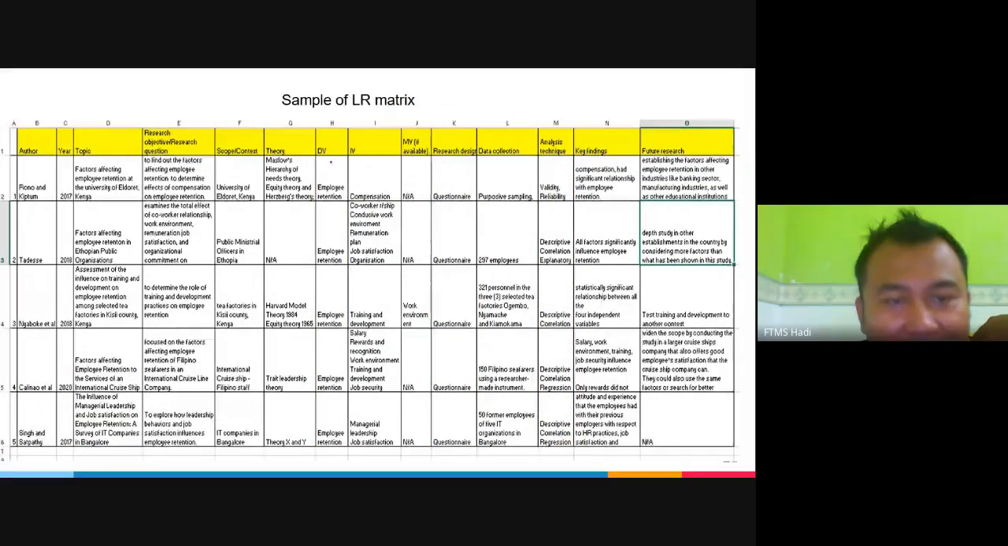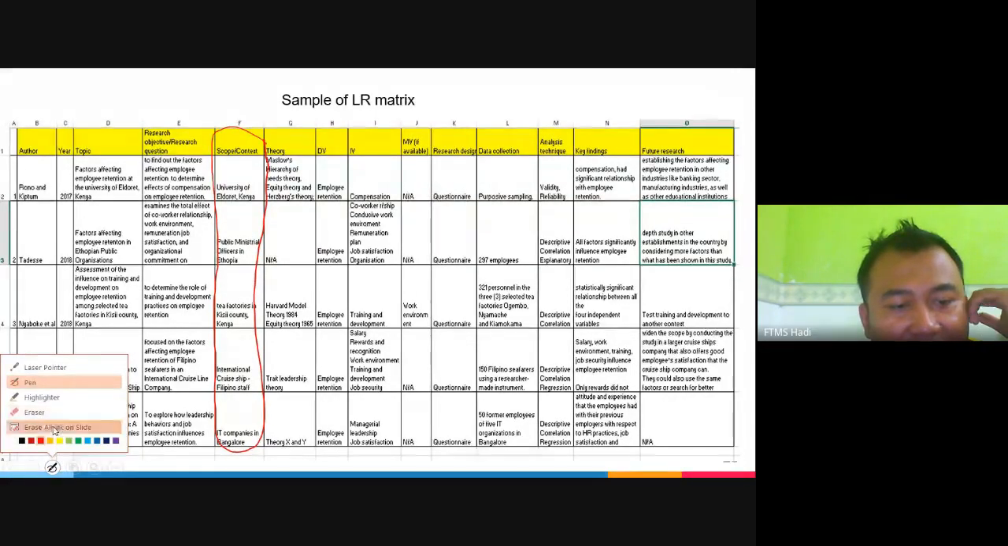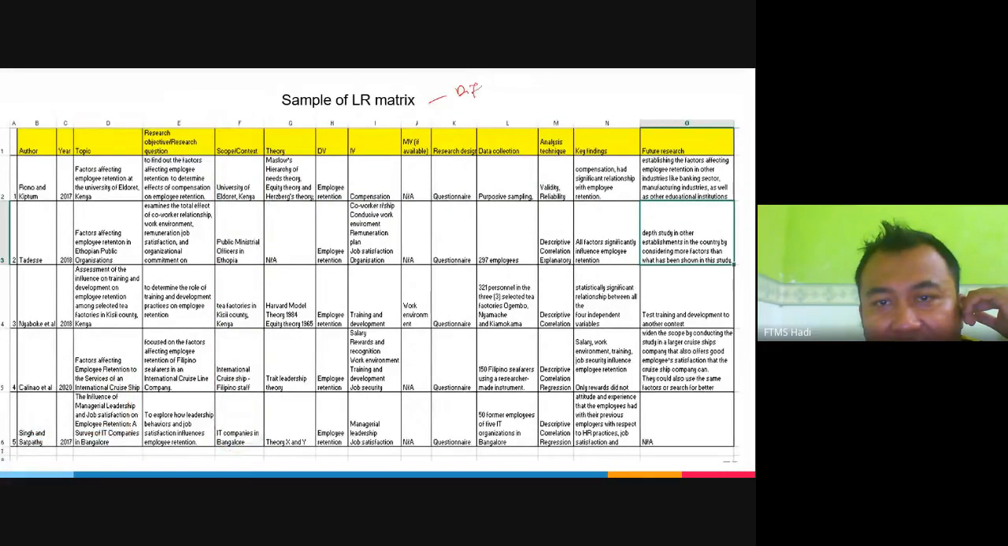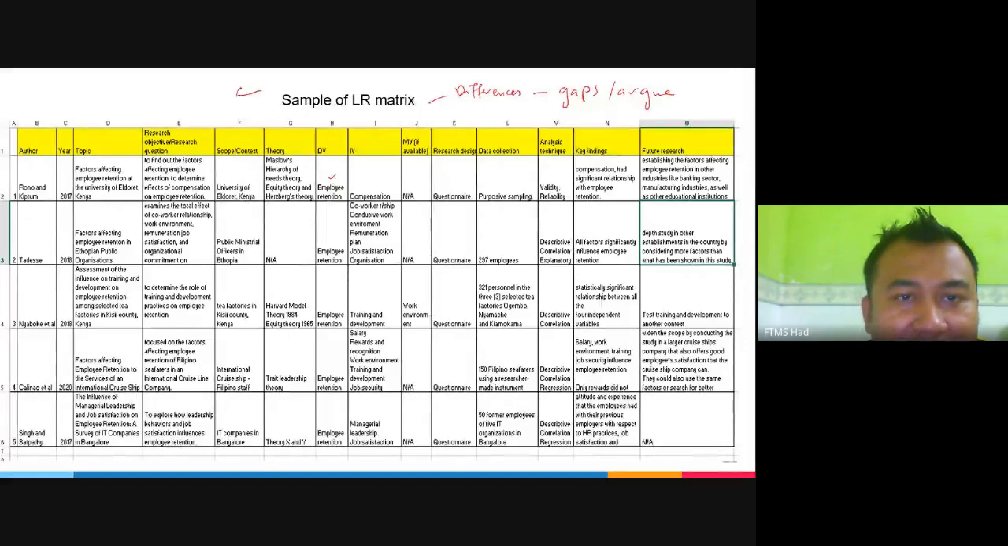But let's have a look at the differences. Let's have a look at the scope and context. This one. All right. You see, if there are differences, you can use the opportunity as a gap, or you can also argue. Okay, let's have a look at this one. You want to conduct employee retention in Malaysia. That is your topic.